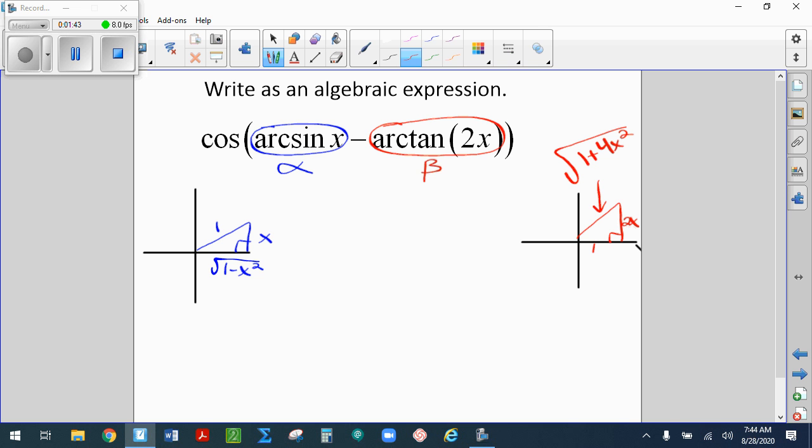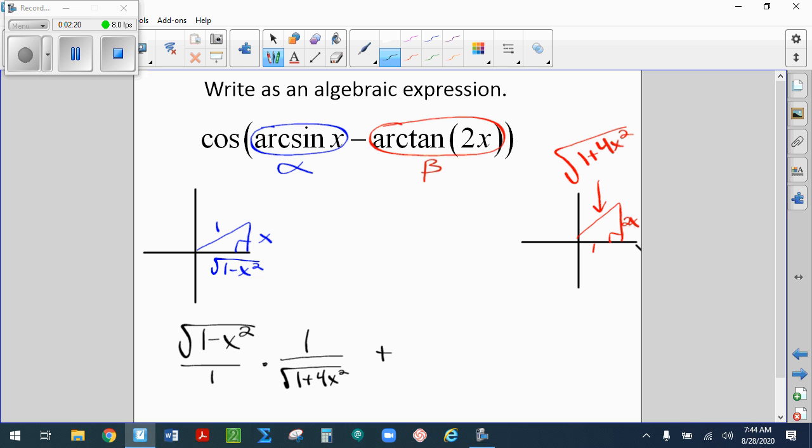So I need to do cosine of alpha, cosine of beta, plus sine alpha, sine beta. So cosine of alpha, that's in my blue triangle, is going to be the square root of 1 minus x squared over 1. Cosine of beta is going to be 1 over the square root of 1 plus 4x squared. And it was cosine alpha minus beta, so I'm going to have a plus in the middle.